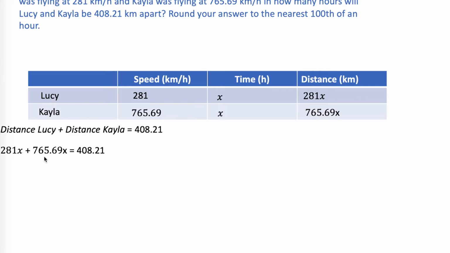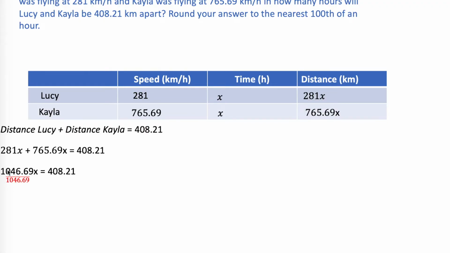I'm going to add the 281 to the 765.69, and that's going to give me 1046.69x is equal to 408.21. I want the x all alone, and the 1046.69 is multiplying it, so I'm going to divide by 1046.69 to cancel that out.